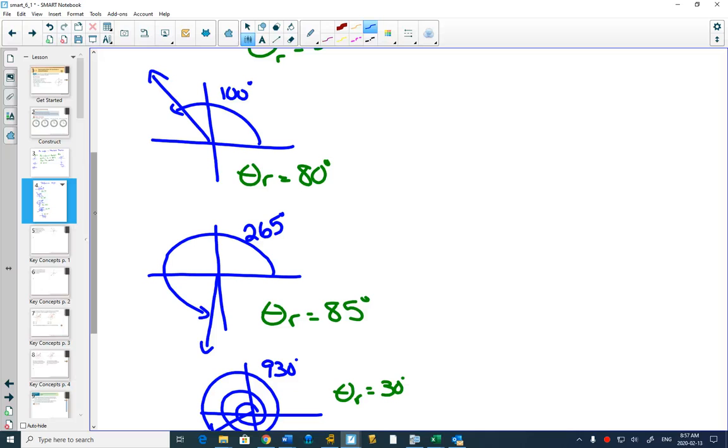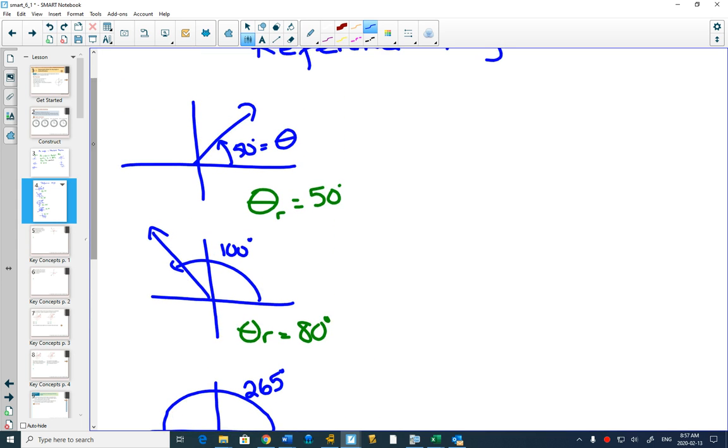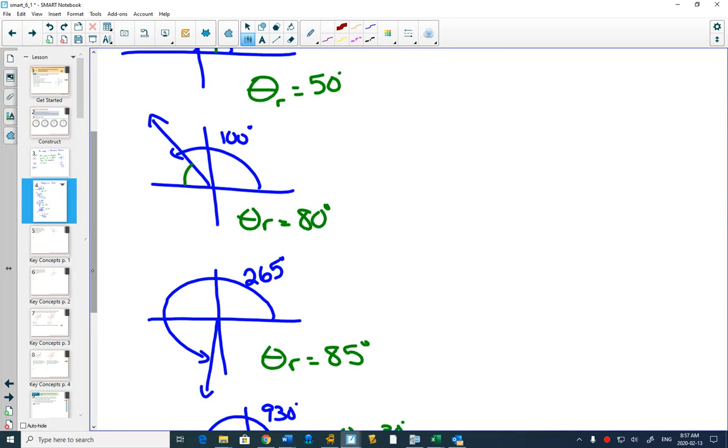Well, I did this example 265 because you're only 5 degrees away here. That's the nearest one. The nearest x-axis, right? So since we wrote our reference angles in degrees, there's the nearest x-axis. Here's the nearest x-axis. If this is 100, that's 80. Here's the nearest x-axis. If it's 265, you'd have to go back 85 to it.